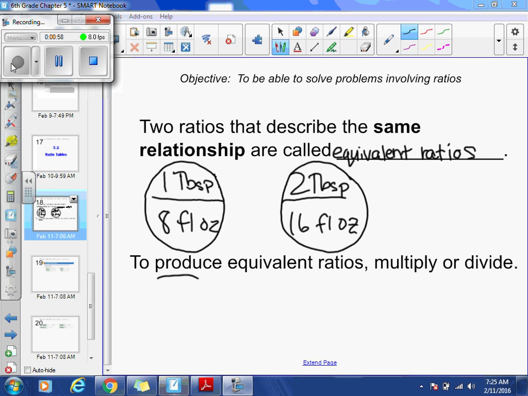To produce equivalent ratios, multiply or divide. So up here, we multiplied our amount of powder by 2. We double it, which is like timesing by 2, multiplying by 2. So then we also need to multiply our amount of water by 2. It's kind of common sense.